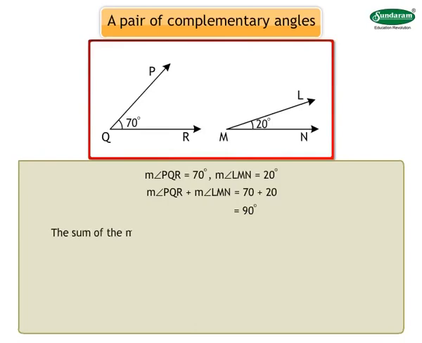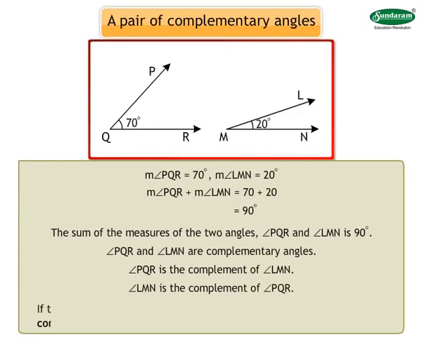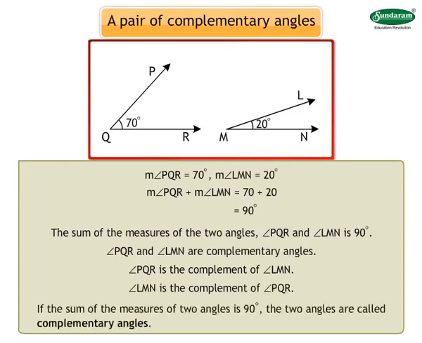Thus, the sum of the measures of the two angles, angle PQR and angle LMN, is 90 degrees. Here, angle PQR and angle LMN are complementary angles. Angle PQR is the complement of angle LMN and angle LMN is the complement of angle PQR. Thus, if the sum of the measures of two angles is 90 degrees, the two angles are called complementary angles.